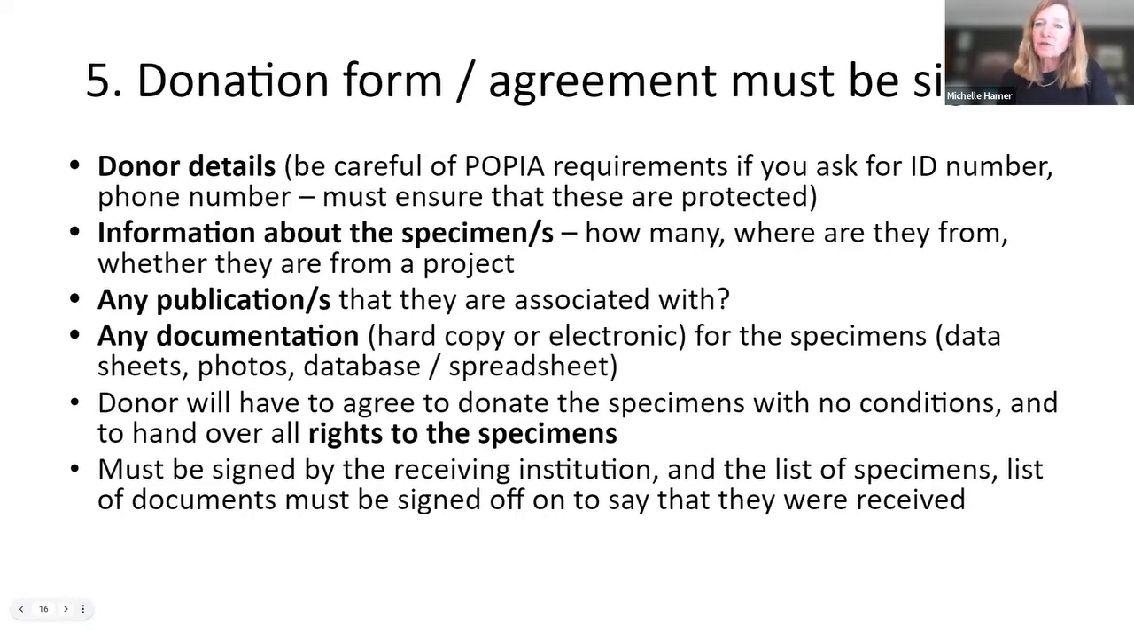And then that donation form must be signed by the receiving institution. There must be a list of all the specimens that must be signed off on to say, yes, they were all there and we did receive these. So that's your donation form, you must have that. Even if it's one specimen, you must still have a donation form. Next slide.